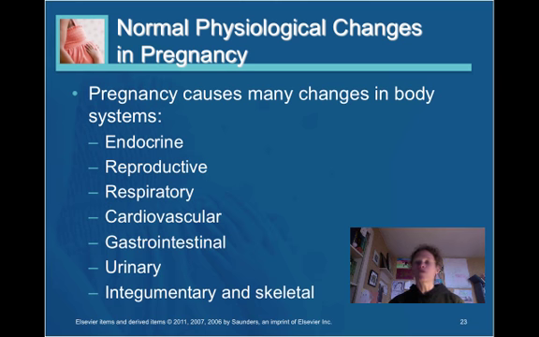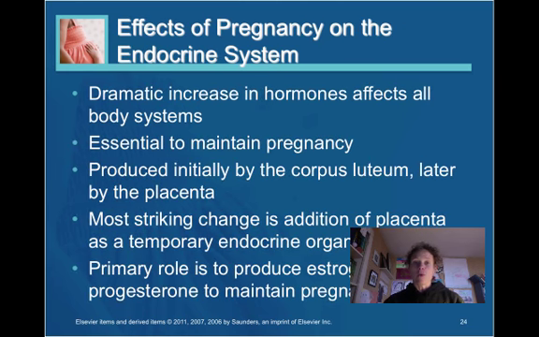So what are some normal physiological changes in pregnancy? The changes are multi-system: endocrine, reproductive, respiratory, cardiovascular, GI, urinary, integumentary, and skeletal. So the pregnancy truly affects the entire woman. We'll look at it system by system.